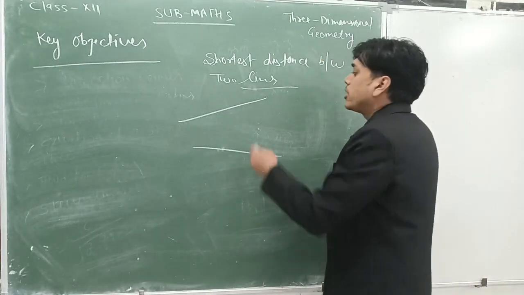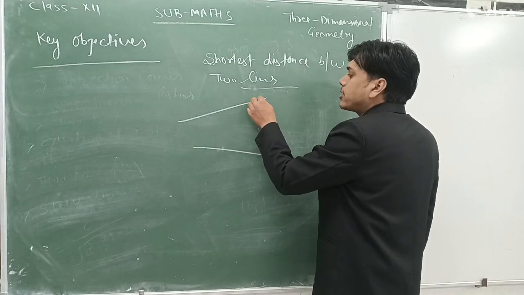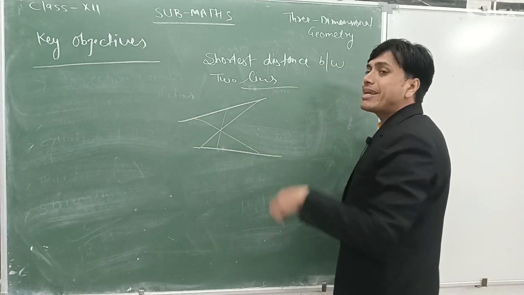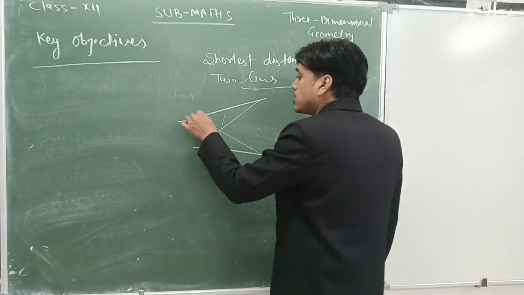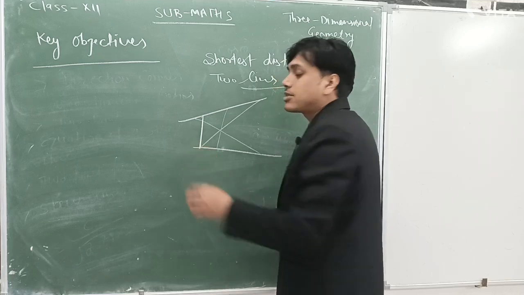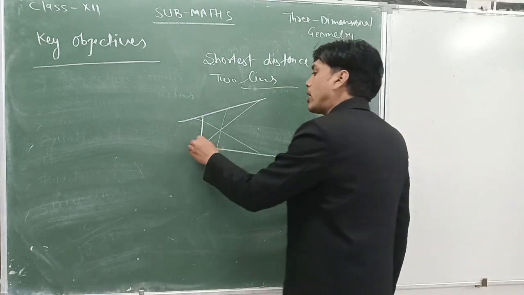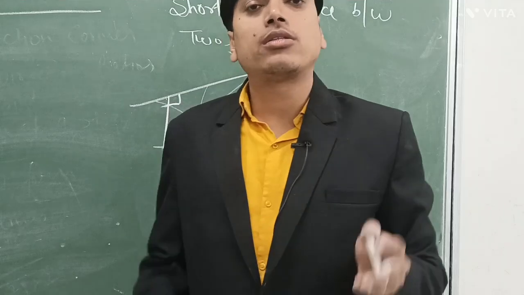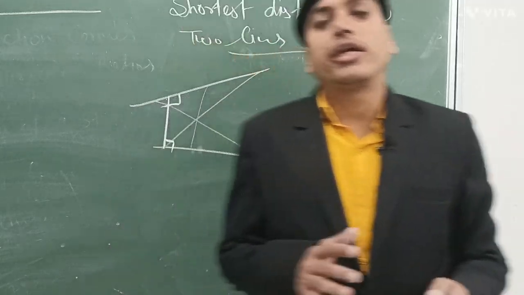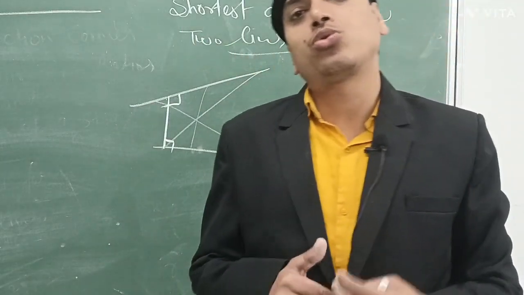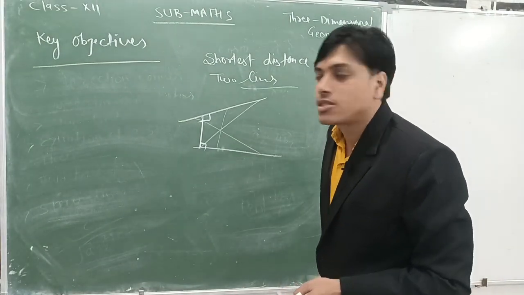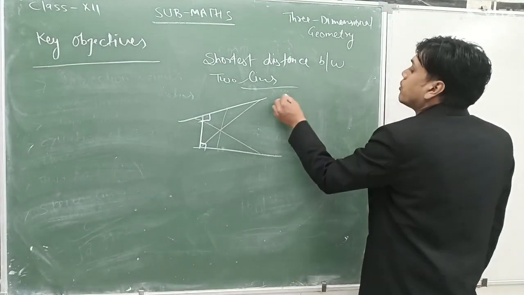There will be different distances if we find the distance from this point to this point, and this point to this point. So there may be many distances, but suppose this is the distance which is shortest between the two lines. This distance we have to find out, and this is one of the important questions because in every 5 years, 2 to 3 times this question can be found in the final CBSE board examination.